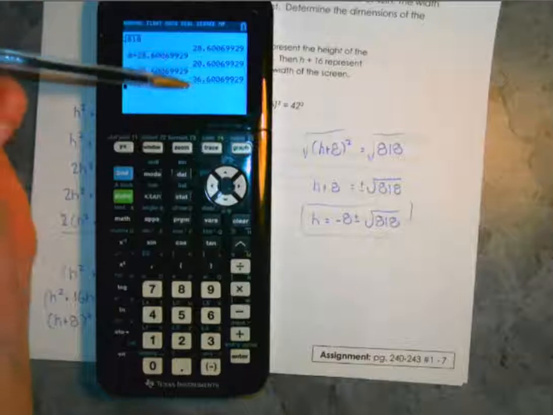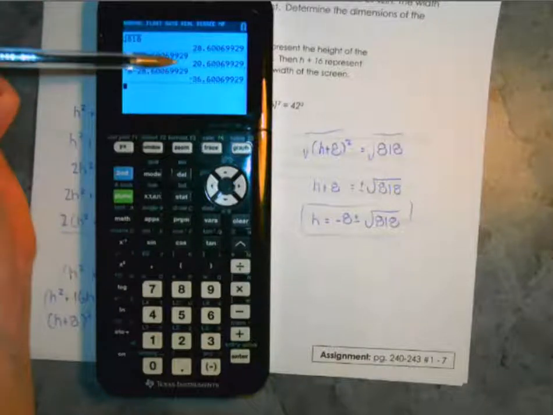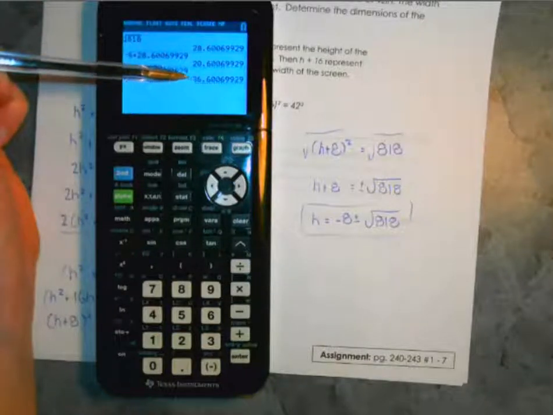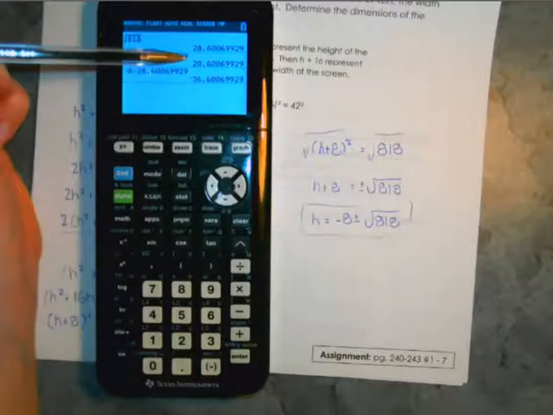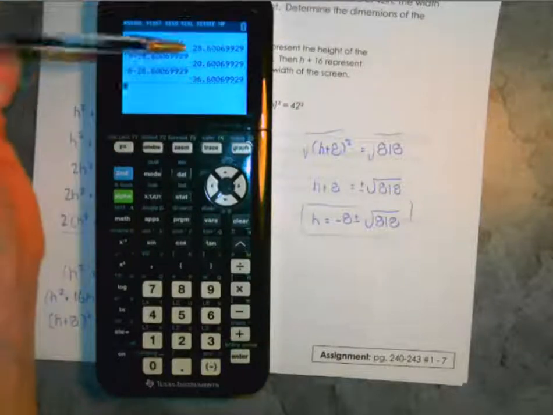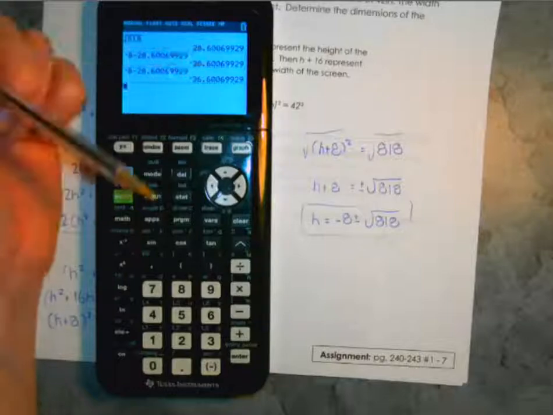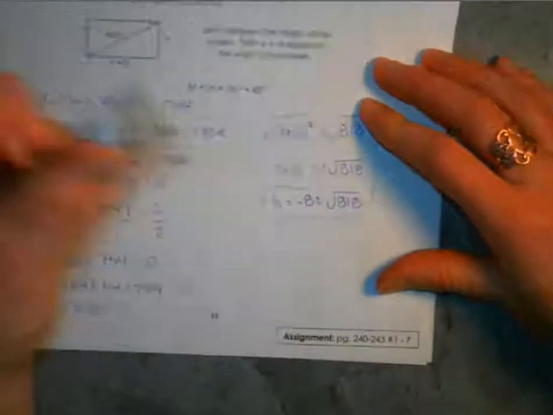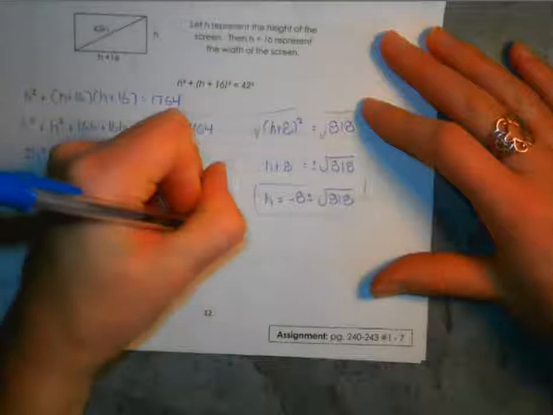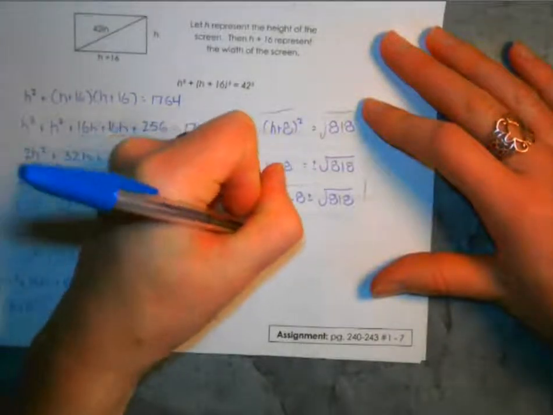So when we look at these two values, which one would make sense? Well, the negative is not going to make sense as a dimension for a TV. So to the nearest tenth of an inch, 20.6 would be our best answer. So height equals 20.6 inches.